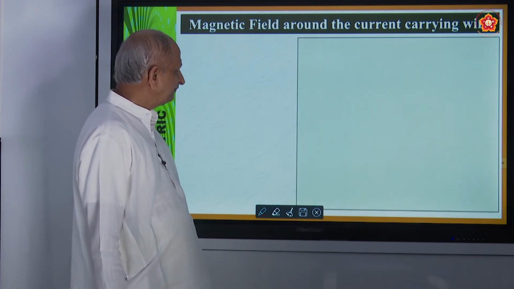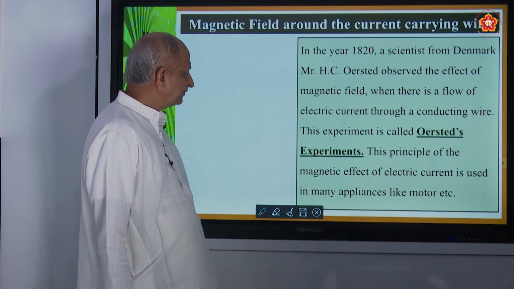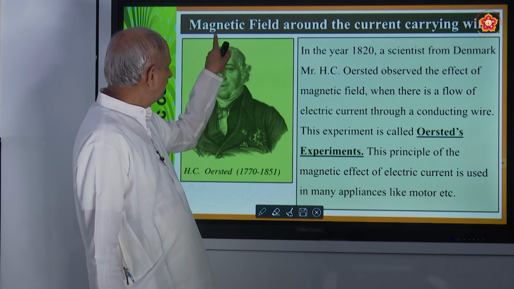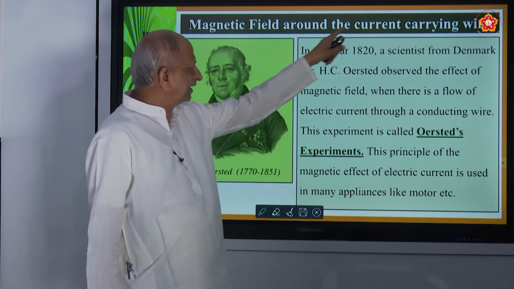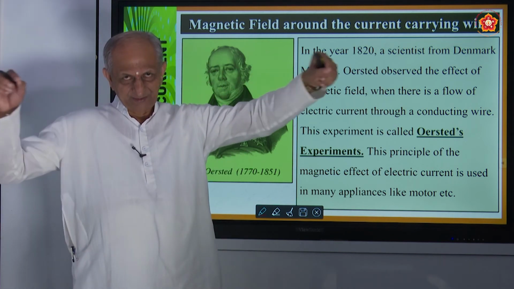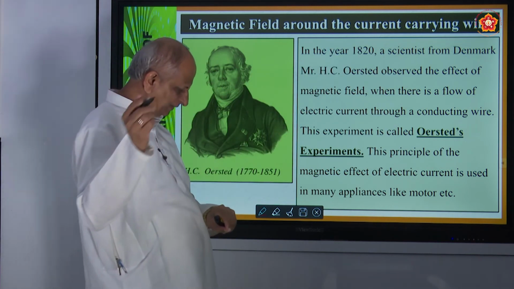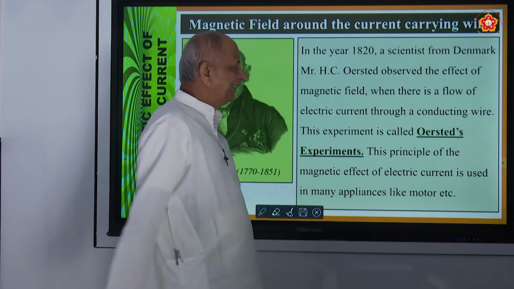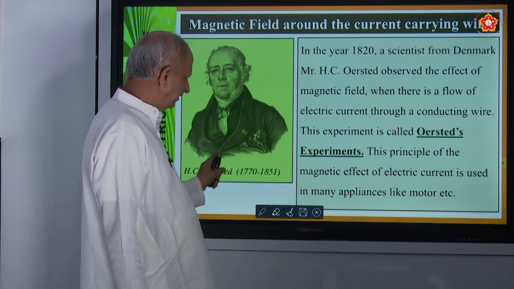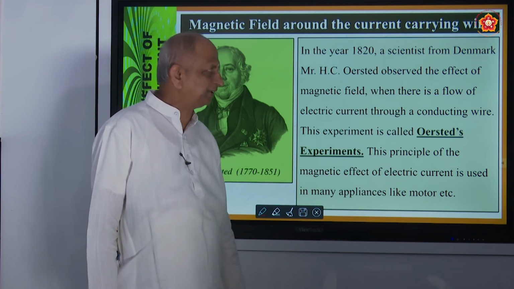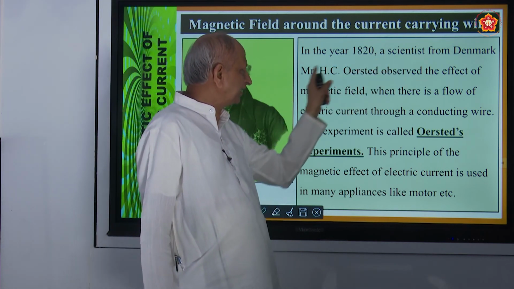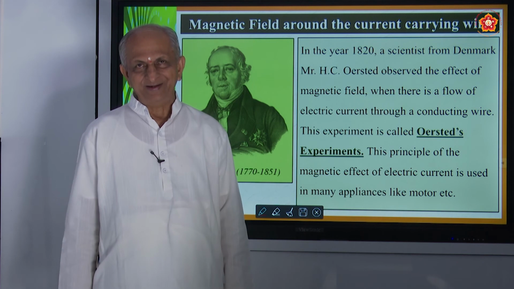Now let us see what happens with a current carrying wire. How about the magnetic field around the current carrying wire? Think of the wire having current, and what will be the nature of the magnetic field? It was H.C. Oersted, after whom the unit is named, the Oersted. In 1820, a scientist from Denmark, how are they called? Danish.